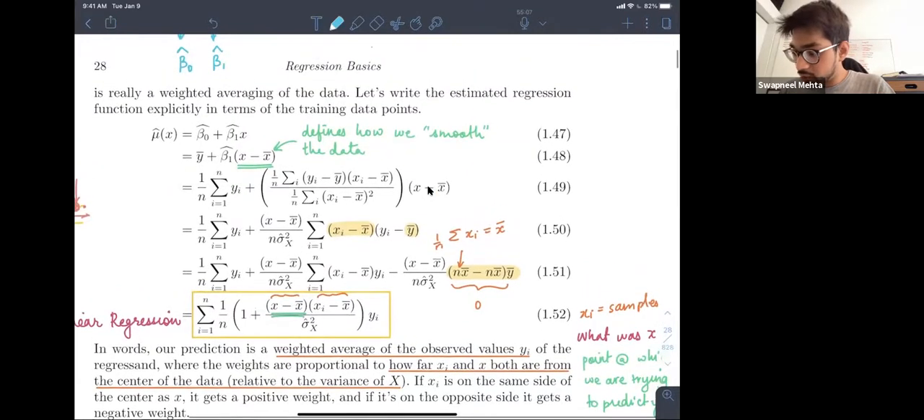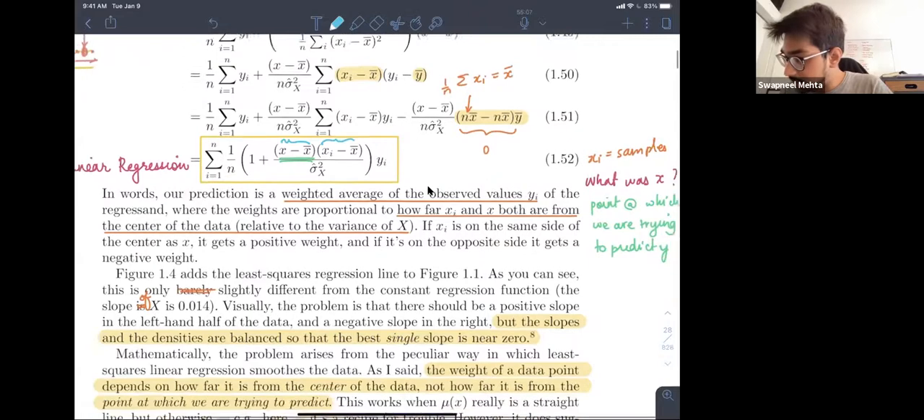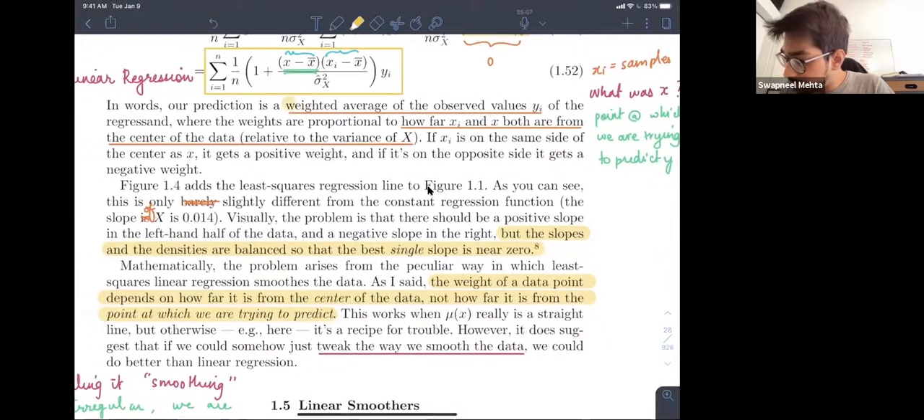So the point of this derivation is to try and arrive at a form that is intuitively understandable. It is still linear regression, it is still the same setting. It is just saying that if I define my y to be b naught plus b1x, then this is how I use my samples to obtain my predictions. So you're taking these two distances, averaging over the distance of all the points from the mean and that point from the mean, in order to obtain the prediction for that point. That is all that this is essentially telling you. So our prediction is a weighted average of the observed values yi of the regression, where the weights are proportional to how far xi and x both are from the center of the data. Right? That is the idea.